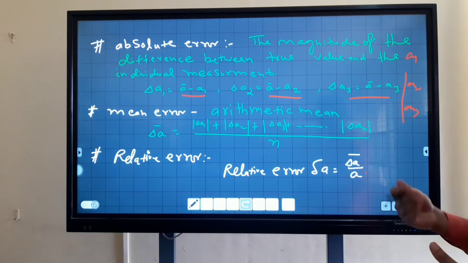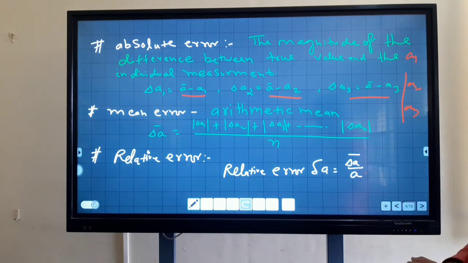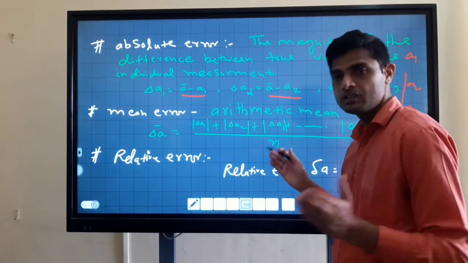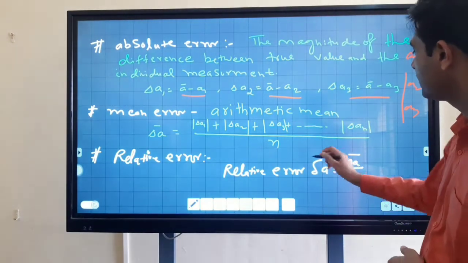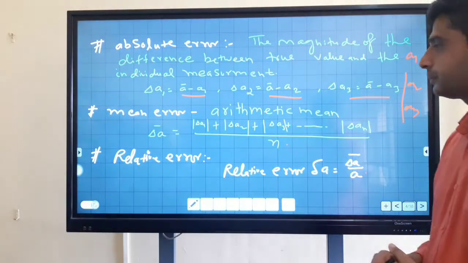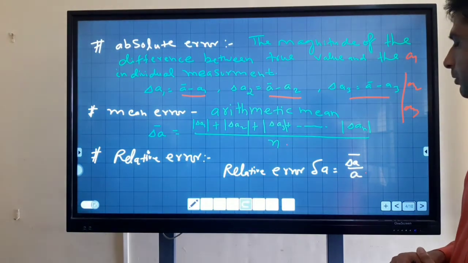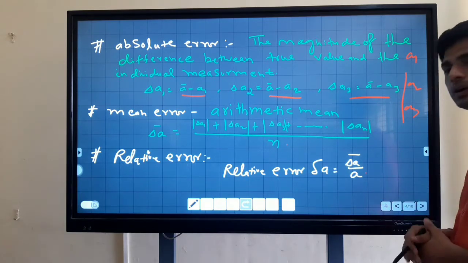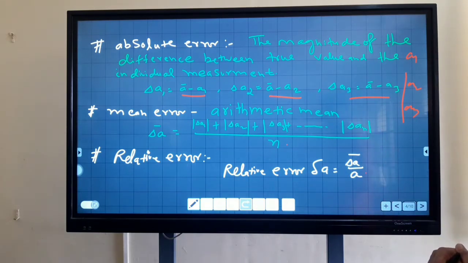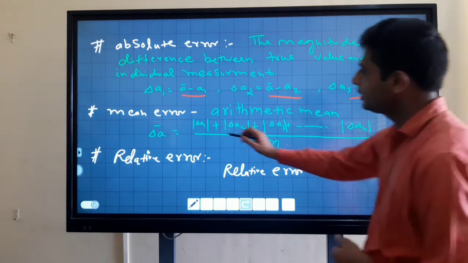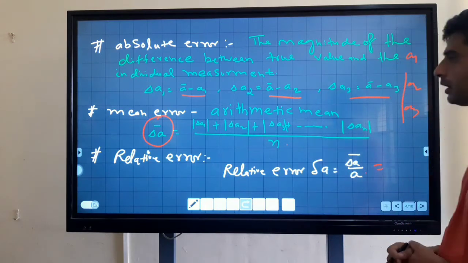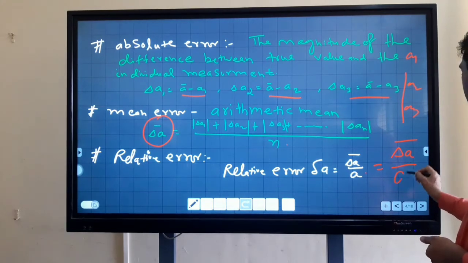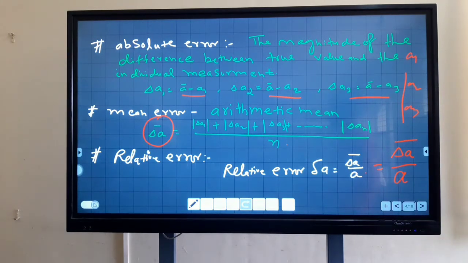Mean error. The arithmetic mean of absolute errors is known as mean error. We have to take only the positive sign. It means the sum of absolute errors divided by the number of observations. We get the mean error. Relative error. The ratio of mean error and true value is known as relative error. It is the mean of absolute error, so the ratio of the mean of absolute error to the true value is known as relative error.